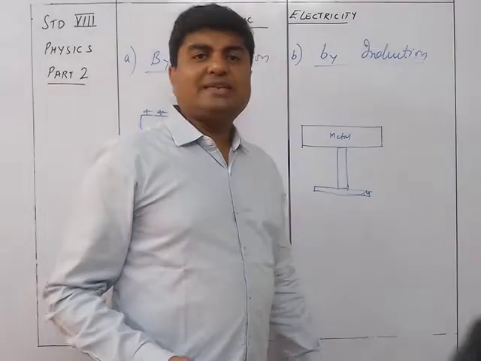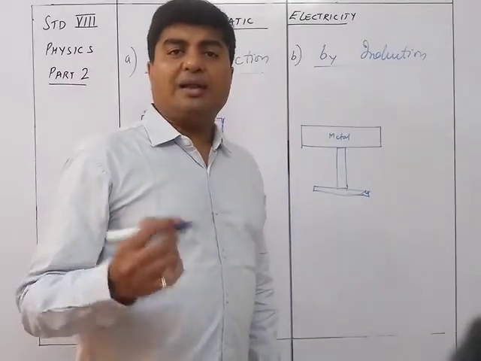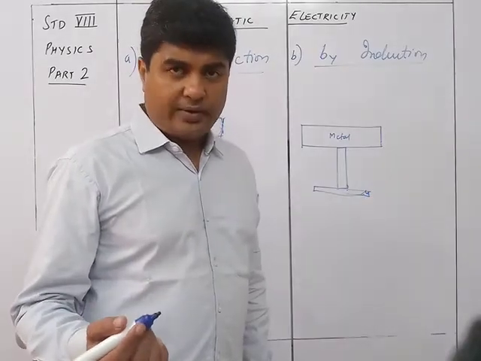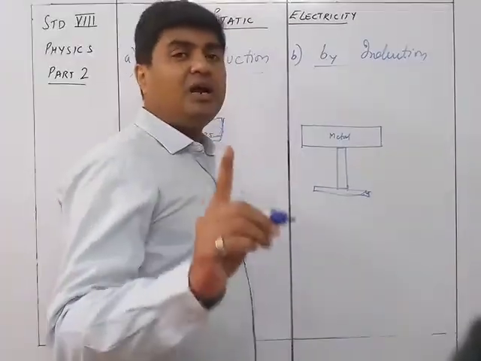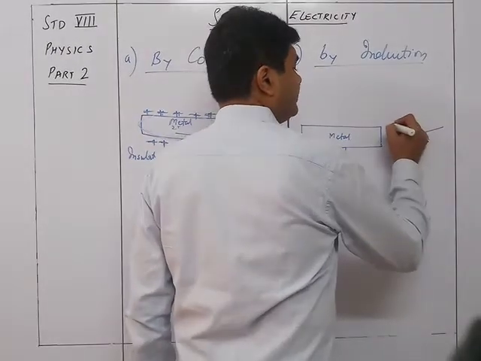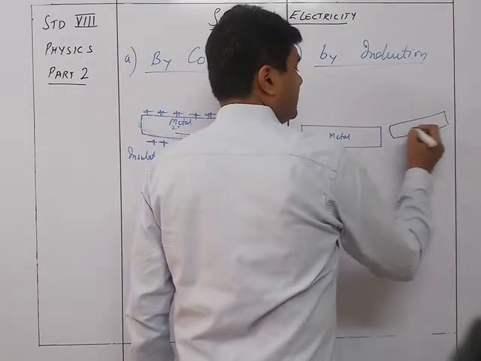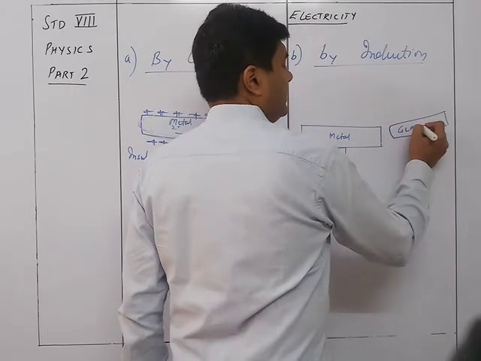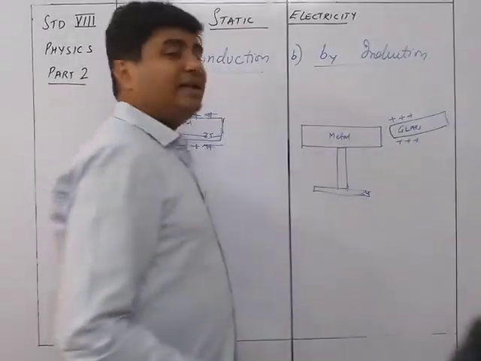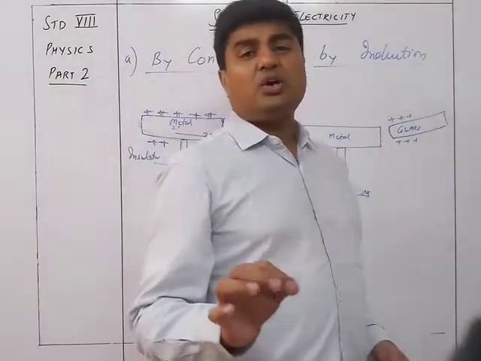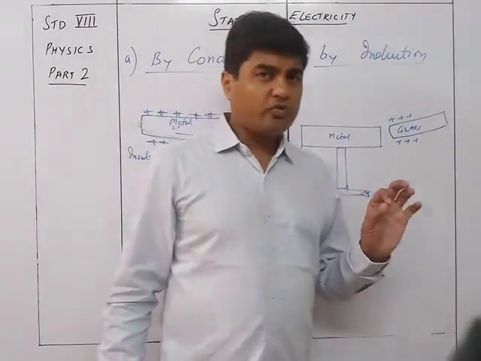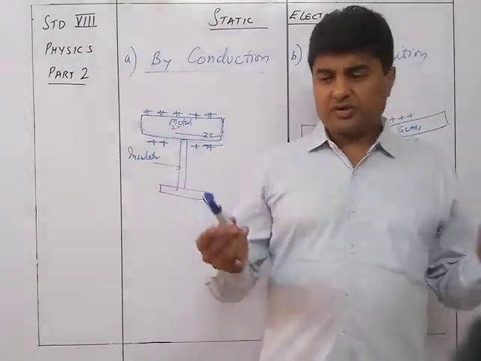Now let's consider that you have a glass rod A, a positively charged glass rod, and you are bringing it near to this one. So here what happens, you are not touching it, but you are just bringing it near. So this is glass, and we know that this will be positively charged. So you are just bringing it near to the metal body. So what is going to happen? You can imagine this one.